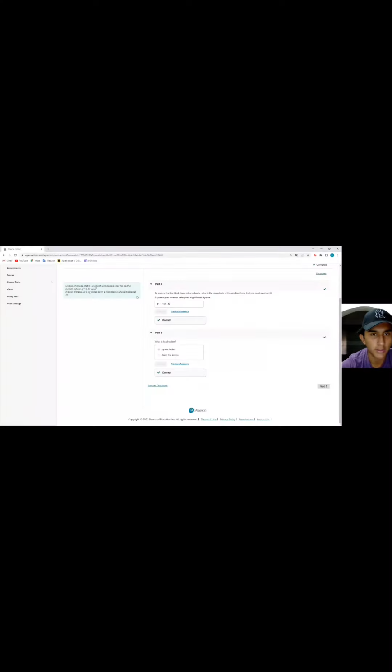Okay, so we are going to continue with problem 2, exercise 2. And it says, unless otherwise stated, all objects are located near the Earth's surface, where gravity equals 9.80 meters per second squared. A block of mass 22 kilograms slides down a frictionless surface inclined at 33 degrees. Part A. To ensure that the block does not accelerate, what is the magnitude of the smallest force that you must exert on it? Express your answer using two significant figures.